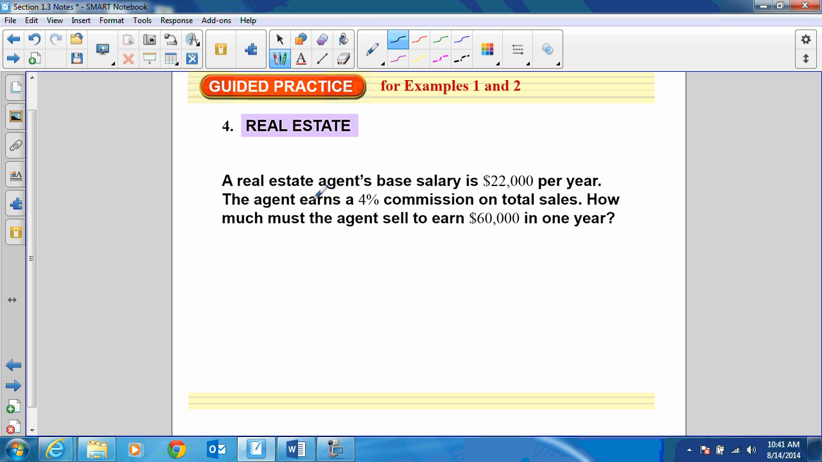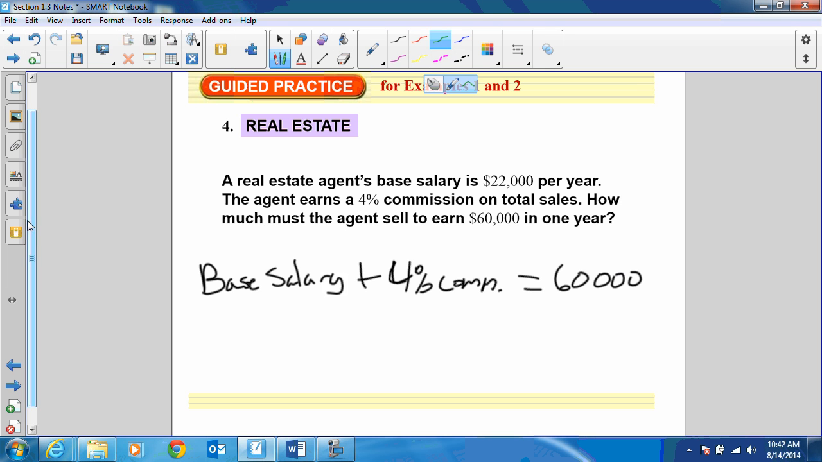All right. A real estate agent's base salary is $22,000 per year. The agent earns 4% commission on total sales. How much must the agent sell to earn $60,000 one year? Very similar to the waitress or waiter and tips problem. So you have your base salary plus 4% of the commission, I'll just call it COMM, equals $60,000.